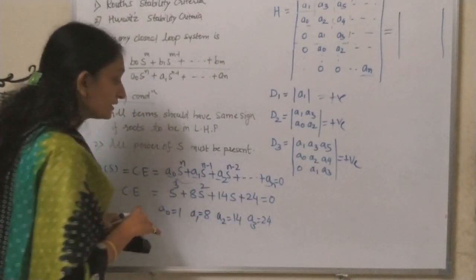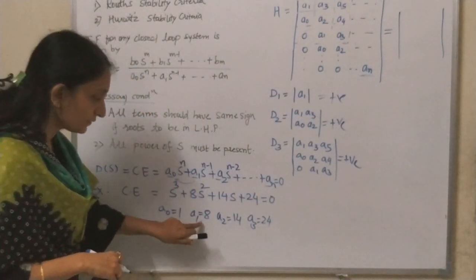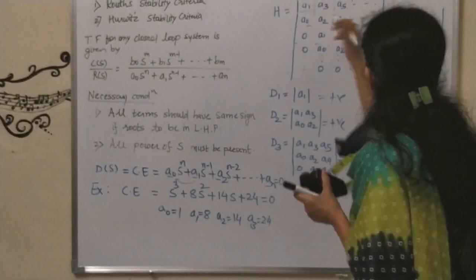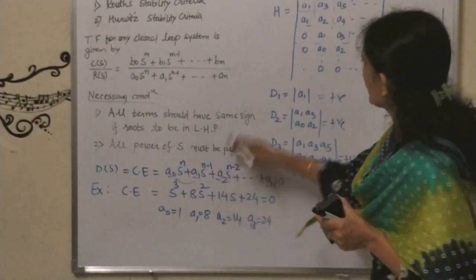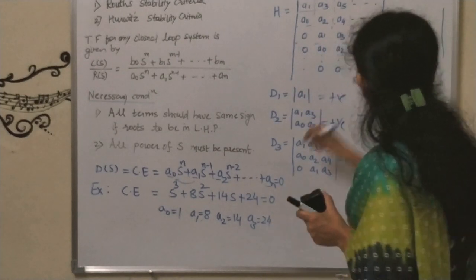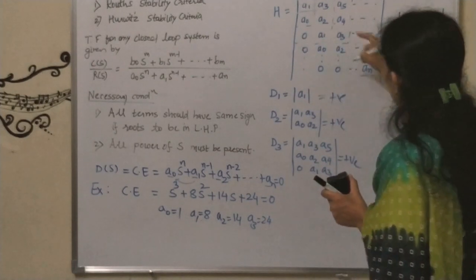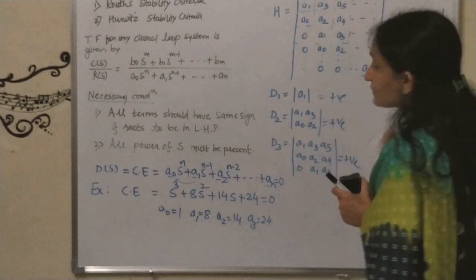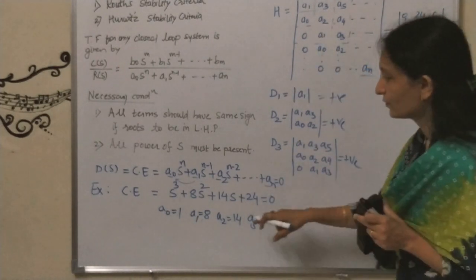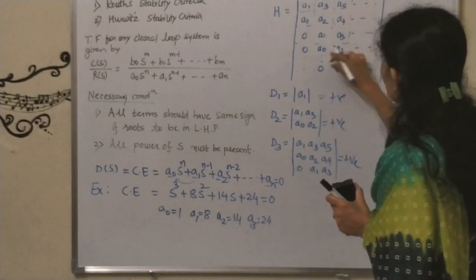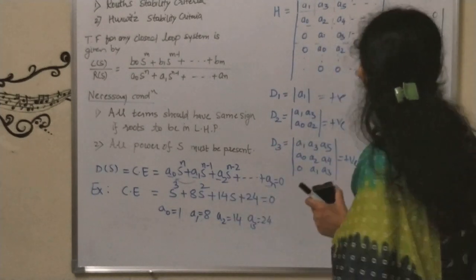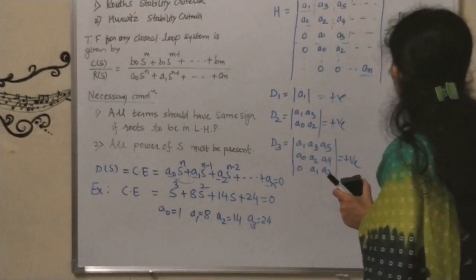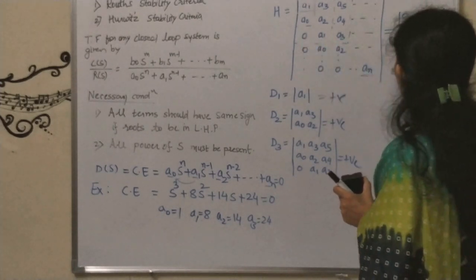I need to put all these values here. So I will start with this A1. Okay. So look at this. First A1 is equal to 8. Okay. Now next A3 here is 24. What about A5? Is there a term of A5 here? No. So I will put 0 here. Okay. Now next, what about A0? A0 is 1. Then next A2, A2 is 14. Next, is A4 there? No. 0.